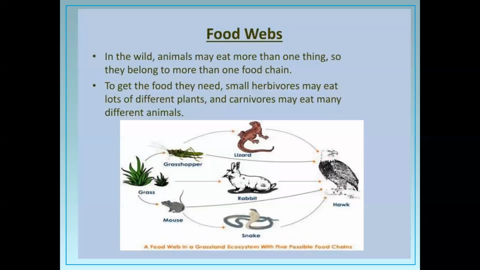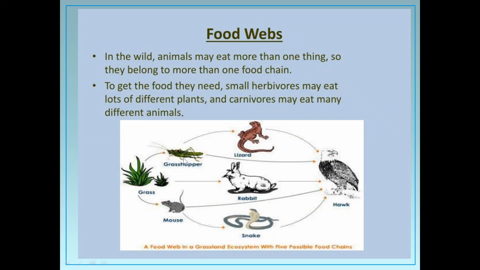Okay, so food webs. In the wild, animals may eat more than one thing. Okay, students? So now we need to know that it doesn't mean that one plant is eaten by one animal at a time. Like here you can see, students, that this grass is eaten by this grasshopper, this grass is eaten by this rabbit, and this grass is eaten by this mouse at a time. Got it? So at a time, this grass is being eaten by mouse, rabbit, and grasshopper.